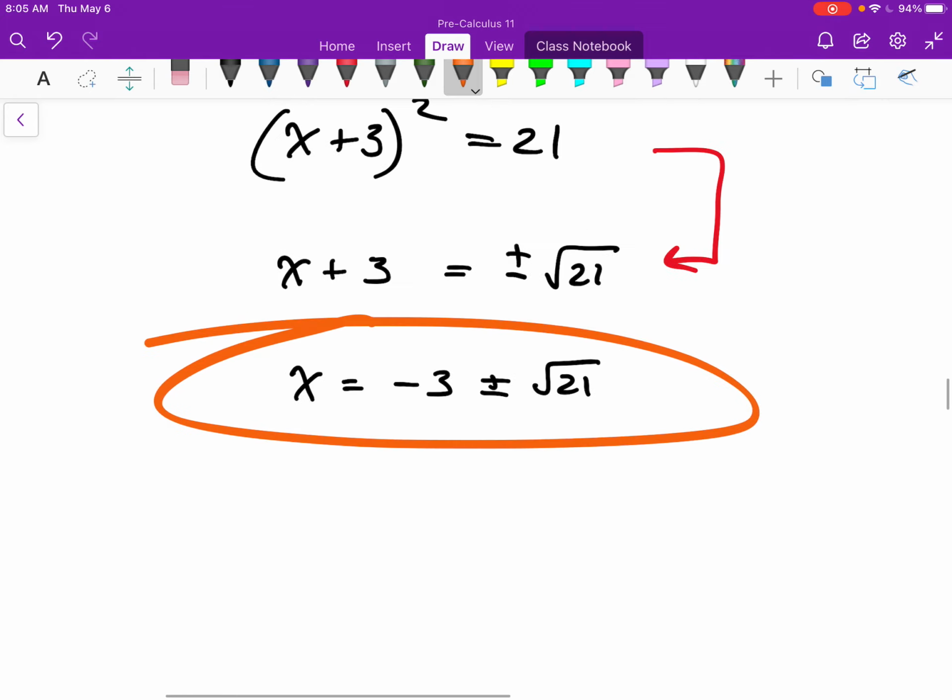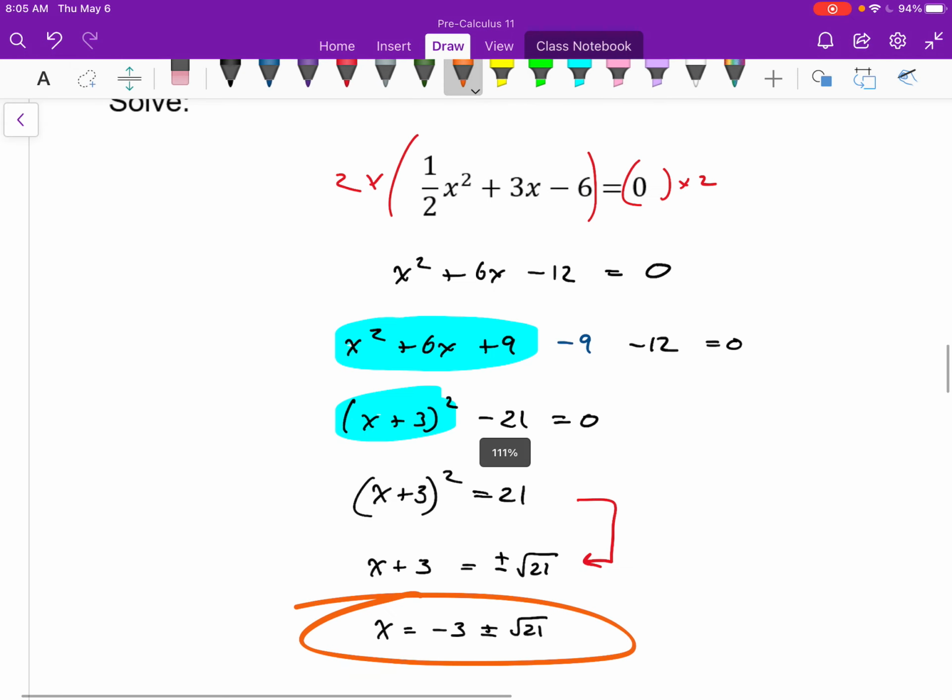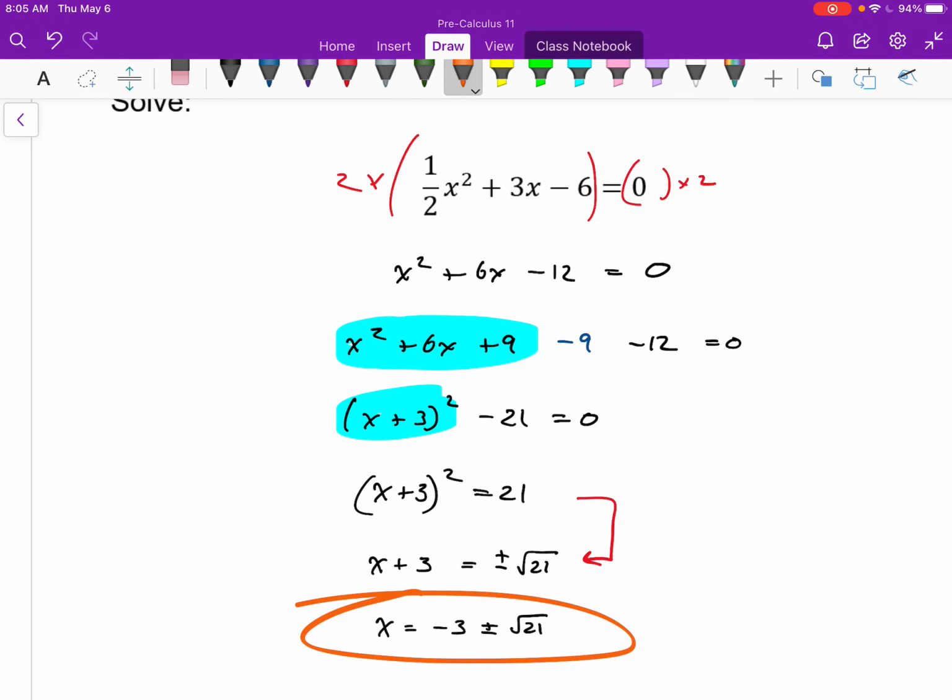And again, notice, as complex as it may have looked at first, especially once I multiplied both sides by 2, everything came together quite nicely. And again, I couldn't factor it, but I have solutions. In fact, I have the exact solutions. Even if I use Desmos or some graphing device to solve this by graphing, I wouldn't get those exact values. I would get a decimal approximation most likely.